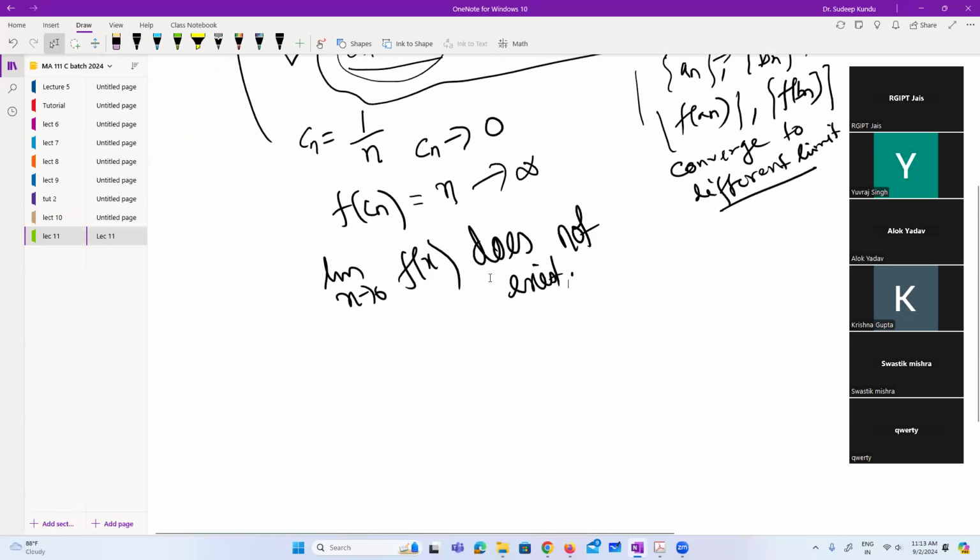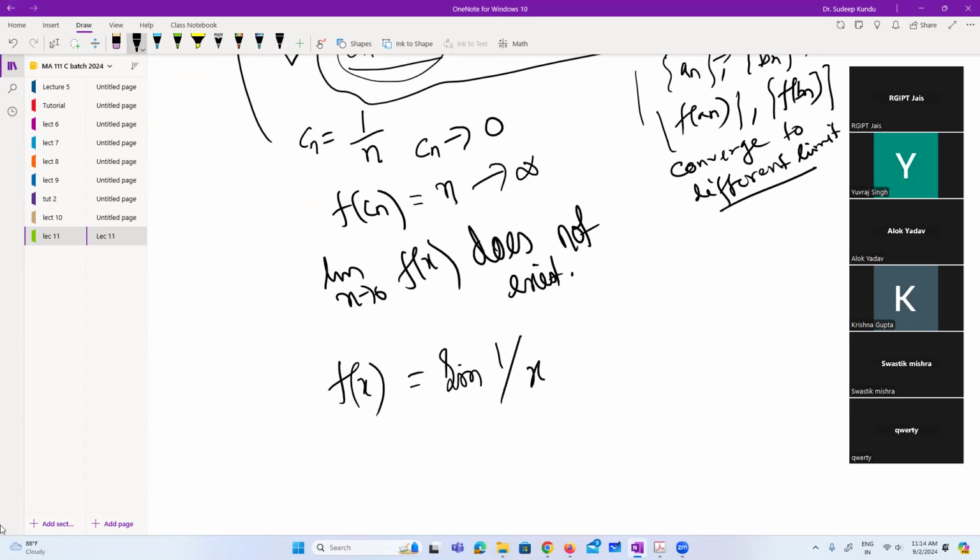Is it clear? You need more examples? So when you have to show that the limit does not exist, in that case this criteria will be useful. Okay. Suppose f of x equals sin 1 by x, x not equal to 0. So does this limit exist? Example.